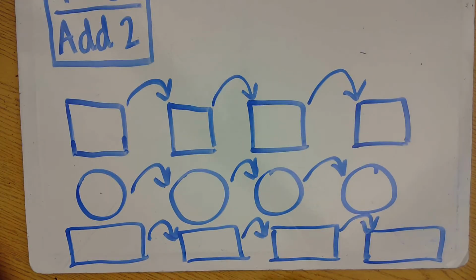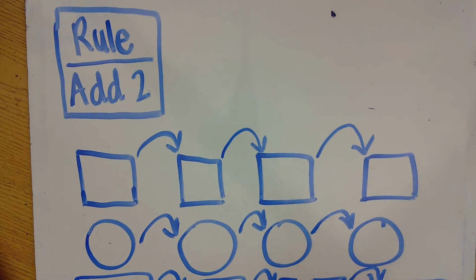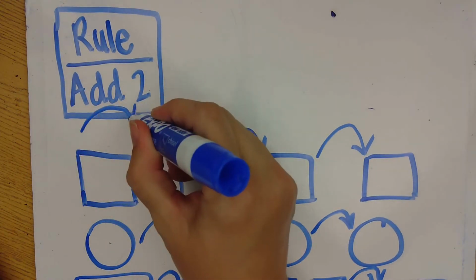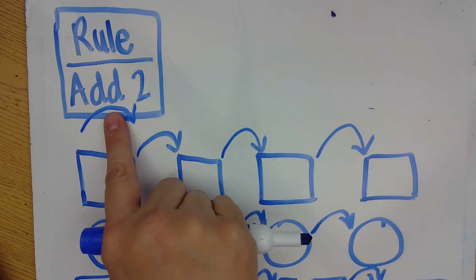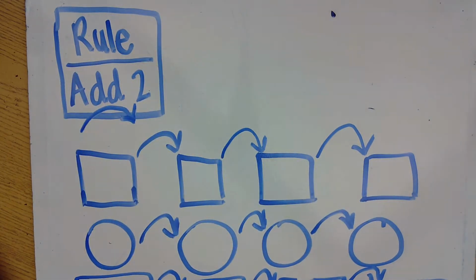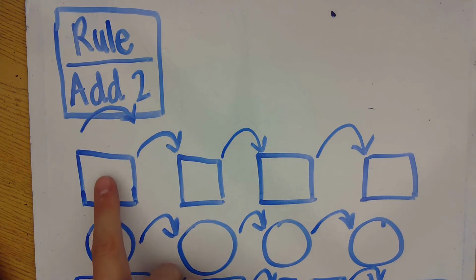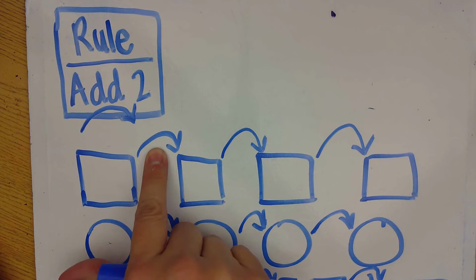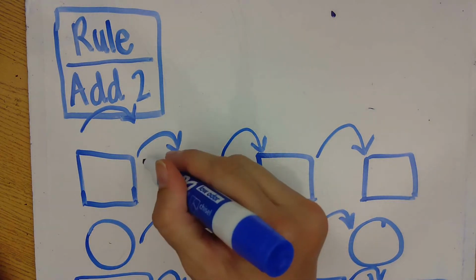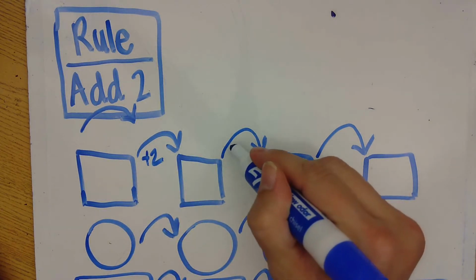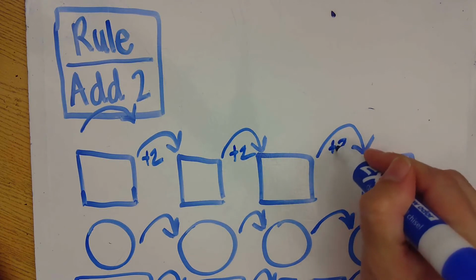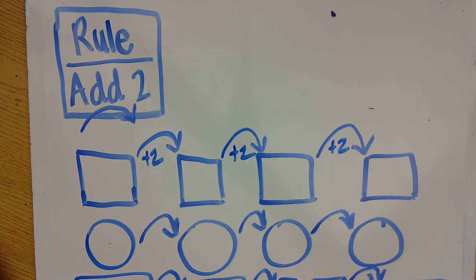The arrows stand for the rule that's in the box. So oftentimes you will see an arrow with a rule box around it. In this case, the rule is add 2. So every time I see an arrow, that means that I have to do what the rule says. I have to add 2 every time I see the arrow.